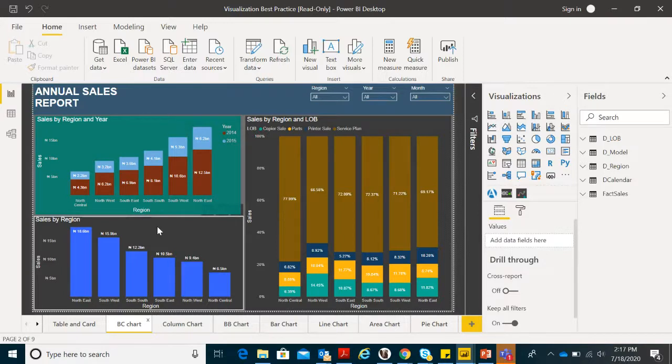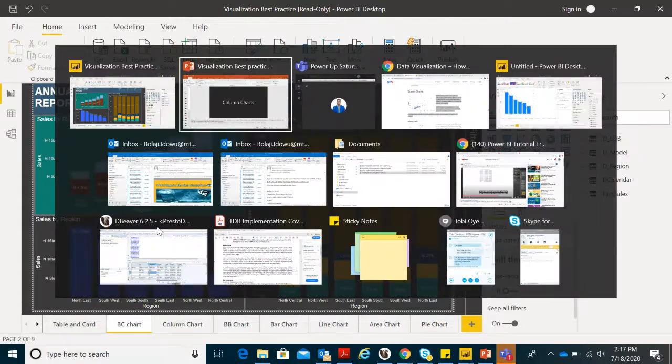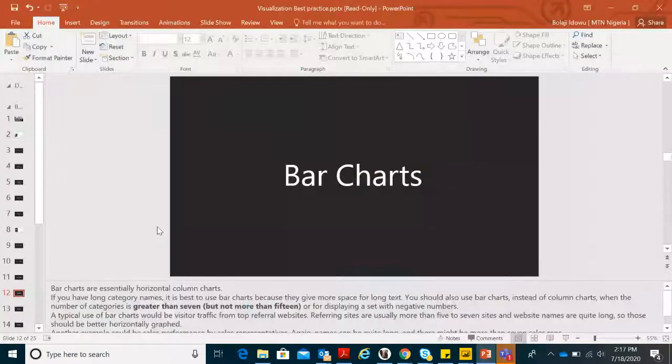Let's move forward. We want to use bar charts. Bar charts are essentially horizontal column charts. Your column chart comes vertically, from up to down, but a bar chart goes from one side to the other, left to right. It's also very good if you have long category names. It's best to use bar charts because they give more space for long text. You should also use bar charts instead of column charts when the number of categories is greater than 7 but no more than 15.